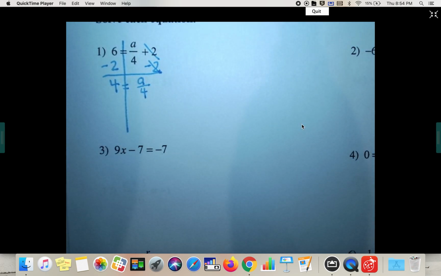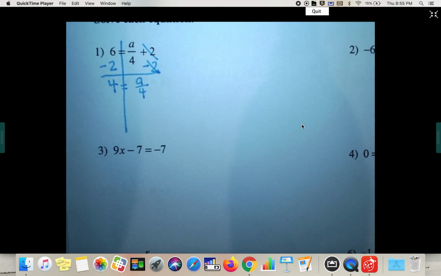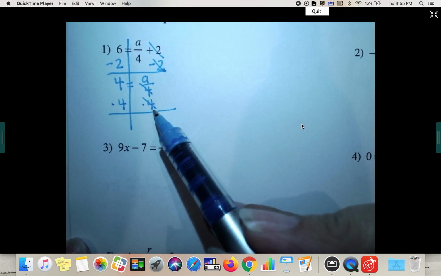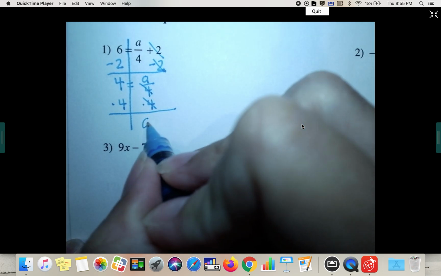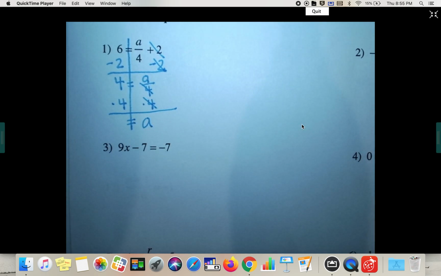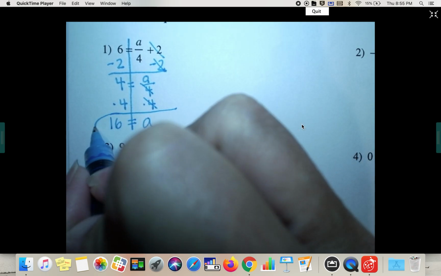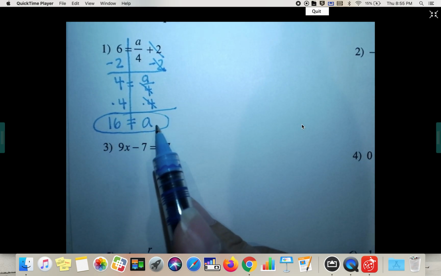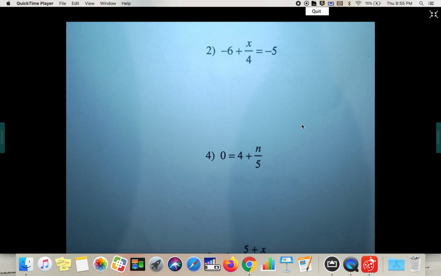On the right, you still have a divided by 4, or a over 4. It's in fraction form. If you think about what it means when a is divided by 4, you need to do the opposite to get it to cancel, so you multiply by 4. Something that's divided by 4 and multiplied by 4 are opposites, so they'll cancel, and it'll leave a by itself. And then 4 times 4 is 16. Be sure to circle your final answer showing that a equals 16, or 16 equals a. The order doesn't matter.